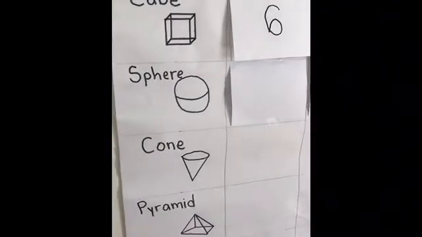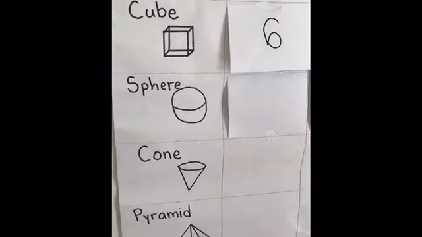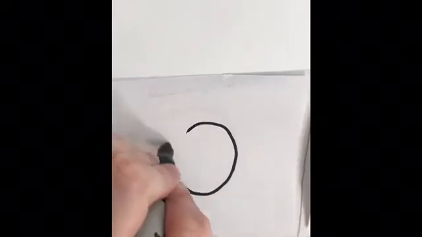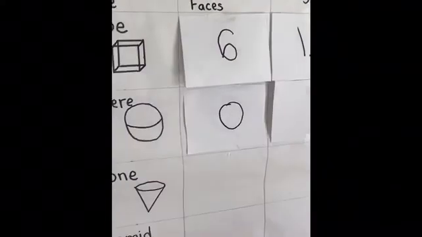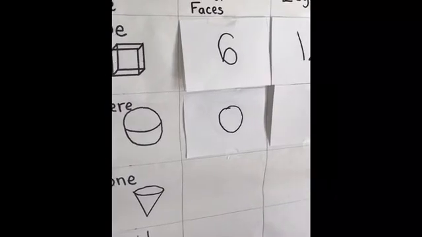Now our sphere. Sphere is our ball. As you can see, it has nothing flat. It can roll wherever it wants. So it has 0 edges, since we have 0 flats, we can't have 2 flats meeting.